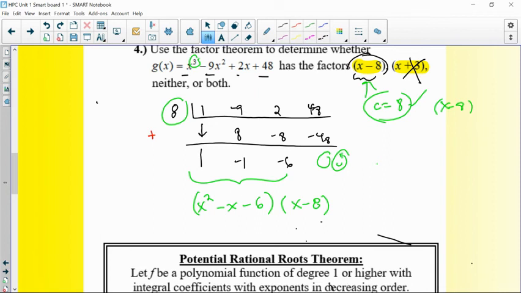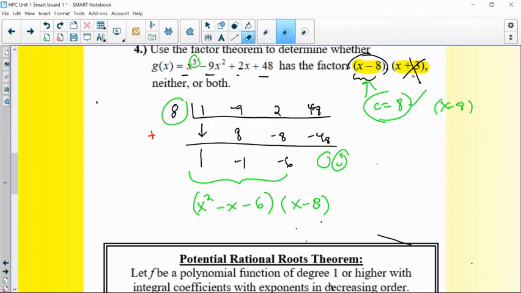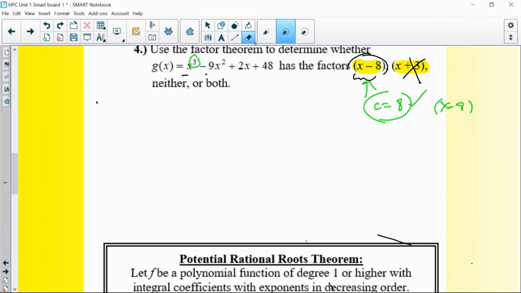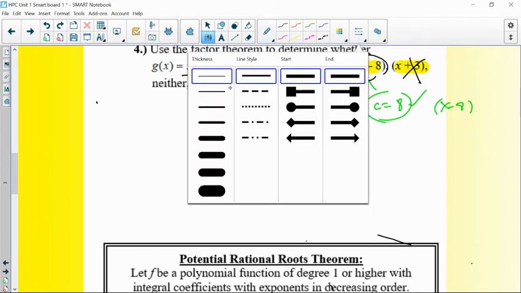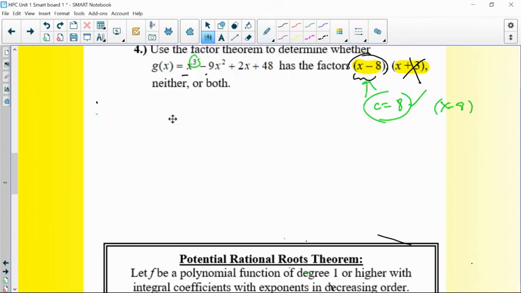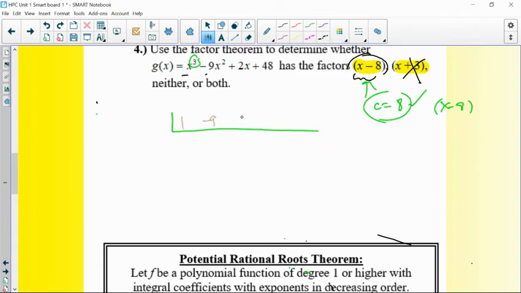Okay. Now let's do synthetic division practice one more time, and show that x plus 3 is not a factor. So go back and you can write down your coefficients again. Pick a different color. Go brown. 1, -9, 2, and 48. And then we want to try -3 because that would be our c value.